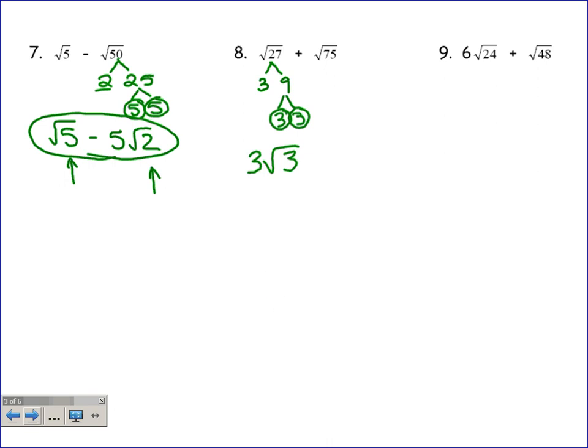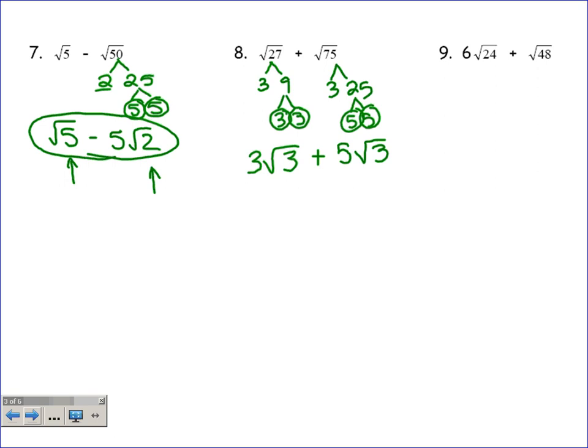Okay. What about 75? How do we break that down? 25 times 3. Okay, so that's 3 and 25. How do you break 25 down? 5 times 5. What do we get here? 5 times square root of 3. Very well said. Are the radicands the same? Yes, they are. They're both 3.